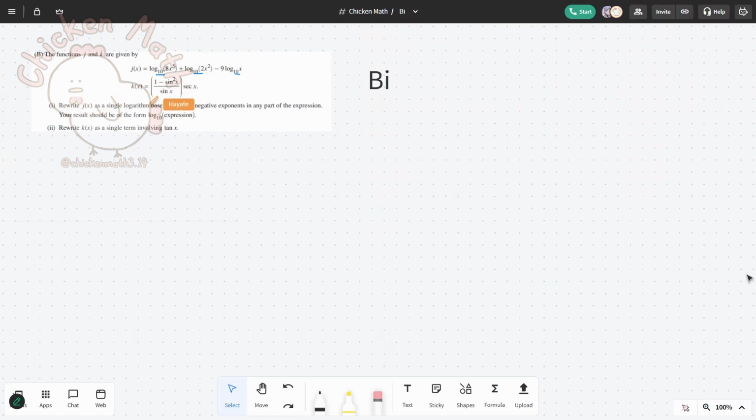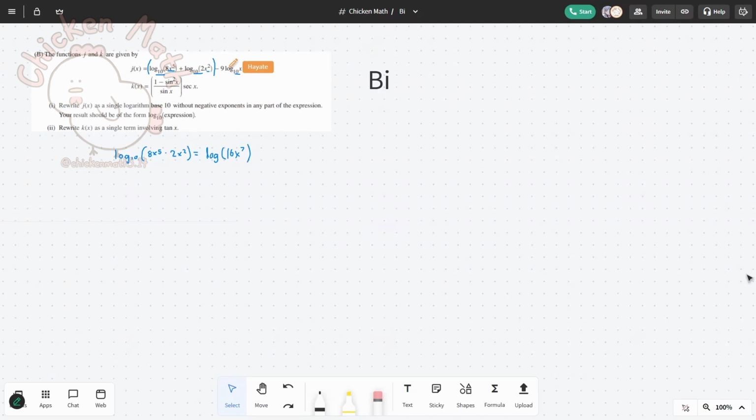So our first log property is that when we add two logs of the same base, so say I was adding these two, I can just multiply the insides. So that would just look like this. And that's equal to log of 16x to the 7th.